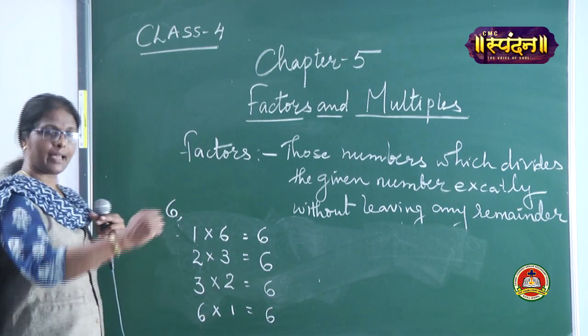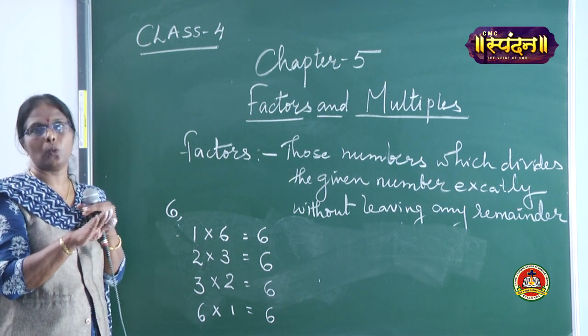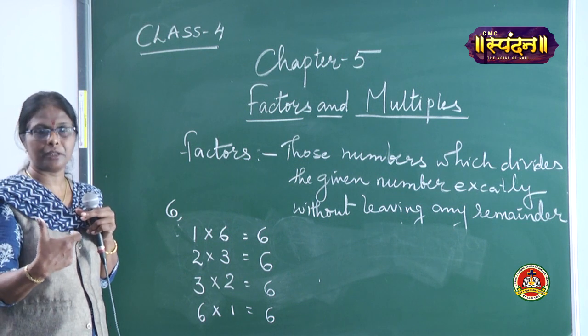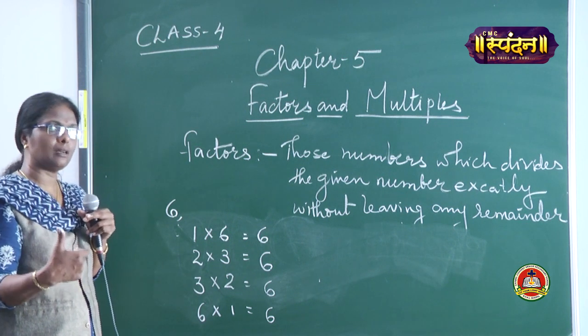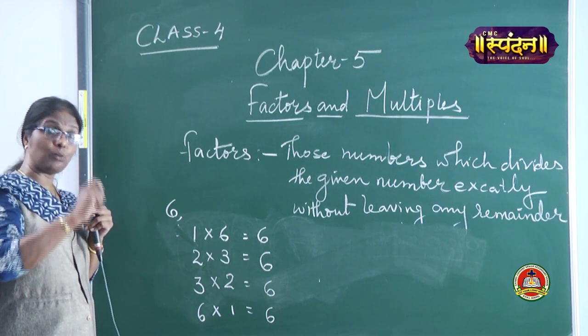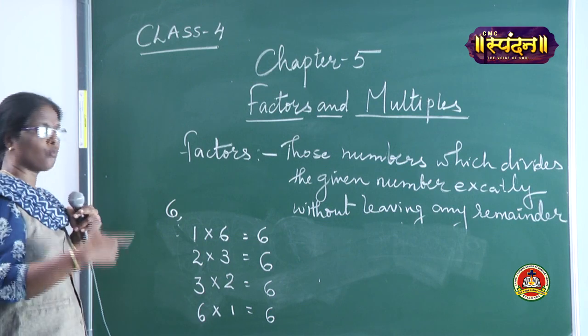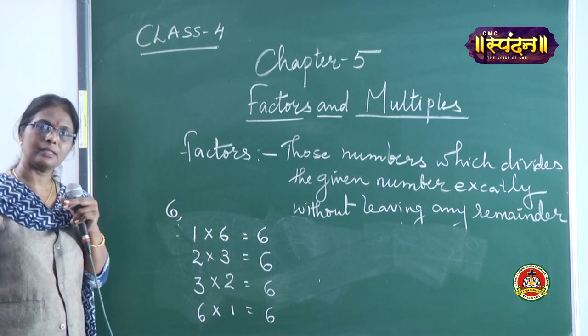But as I had shown you, can we make a bunch of 4 flowers? No. Then 2 flowers are left out, and those 2 flowers are a remainder. It's not dividing actually. That 4 is not dividing 6 exactly. It is leaving some remainder. So 4 is not a factor of 6.